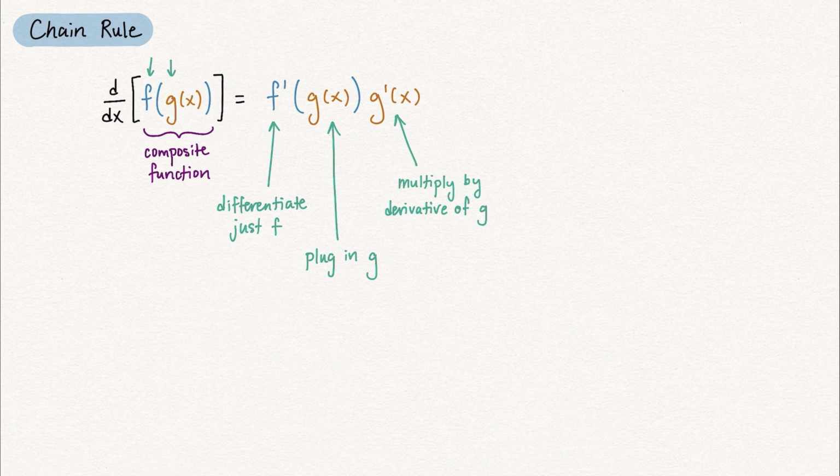Then we multiply by the derivative of g. So basically, the chain rule allows us to break down the differentiation process of a composite function into just differentiating the outer function, then differentiating the inner function, and then putting everything back together according to the chain rule.